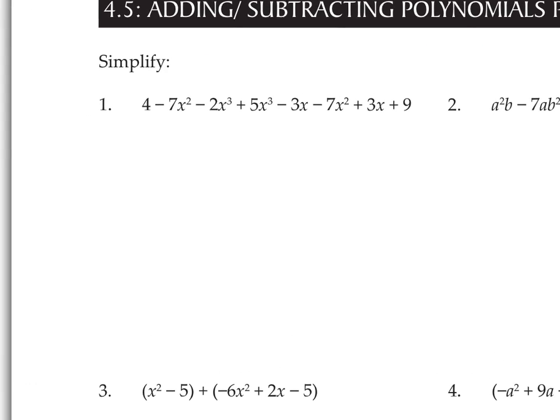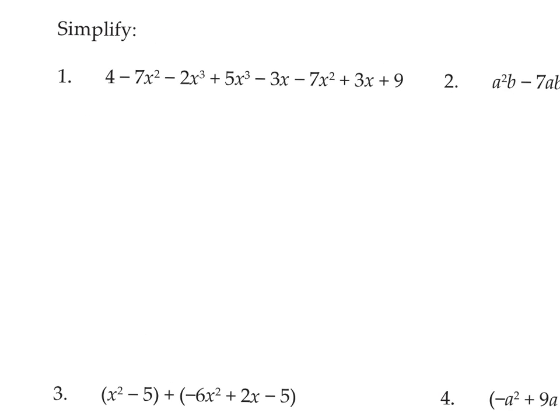Let's zoom in. In number 1, there are no parentheses indicating that we're adding or subtracting the polynomials here. So we just need to combine the like terms. And again, when we're combining the like terms, we start with the terms that have the highest exponent. So we'll start here with the cubed terms. Negative 2x cubed plus 5x cubed.